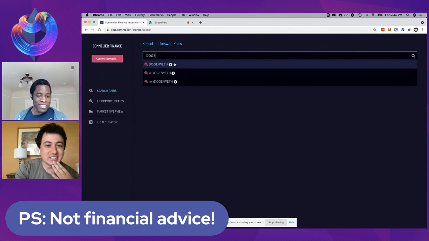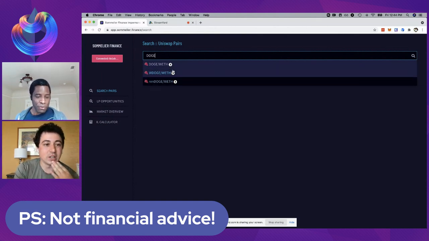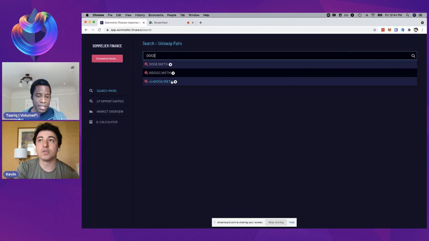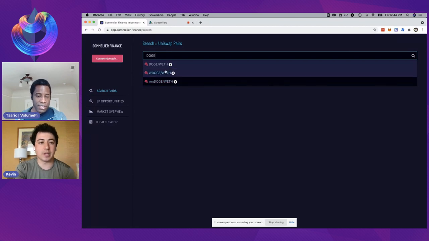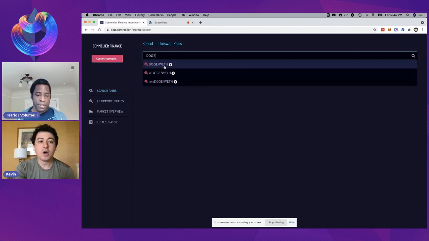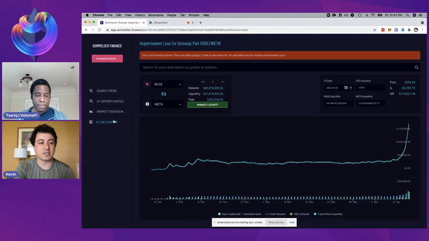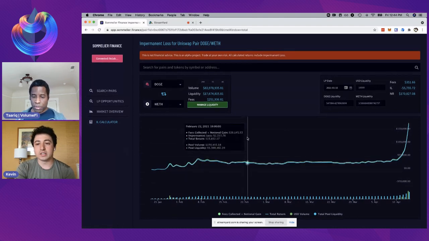So wow. I can see there are a few pairs. There's a W Doge, a Ren. Ren obviously does a lot of wrapping cross-chain. So let's look at one. When I click on this, I'm actually going to be taken to the last tab we have to show, which is the IL calculator. Okay. So wow, look at this. Okay, what is this? A few things here.